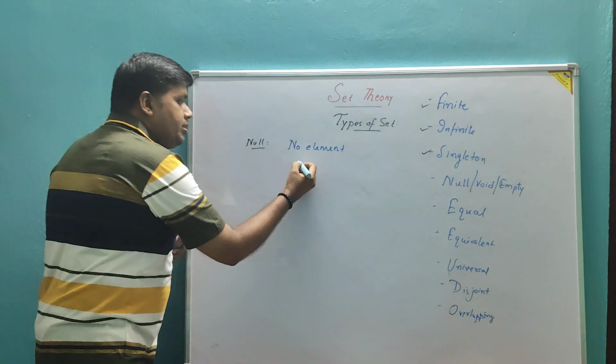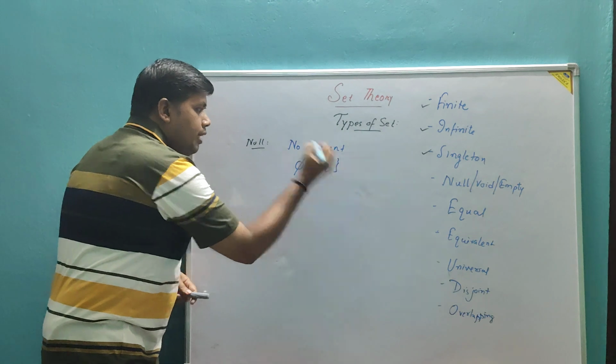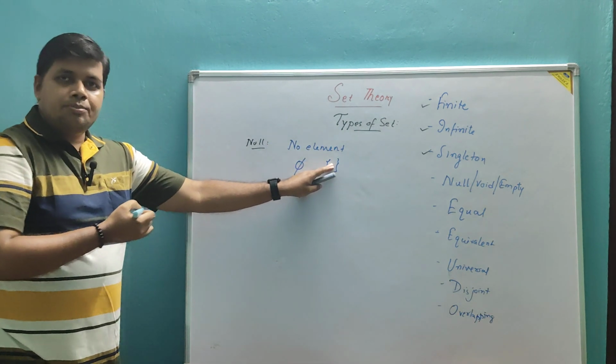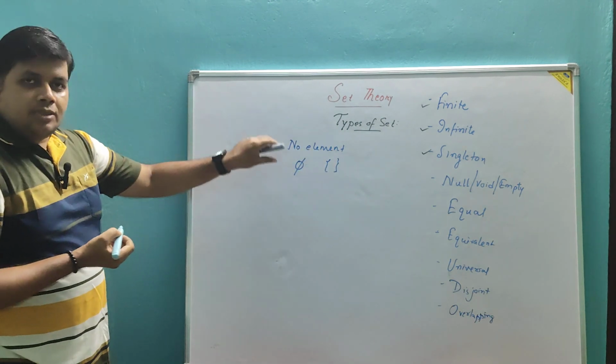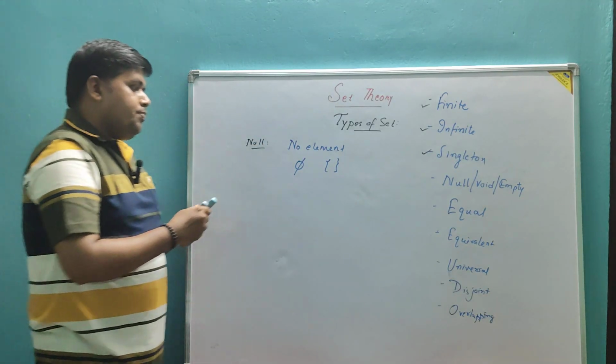This null set is represented by the symbol phi, or we can use curly brackets without any element in between. So that is a null set, or void set, or empty set.